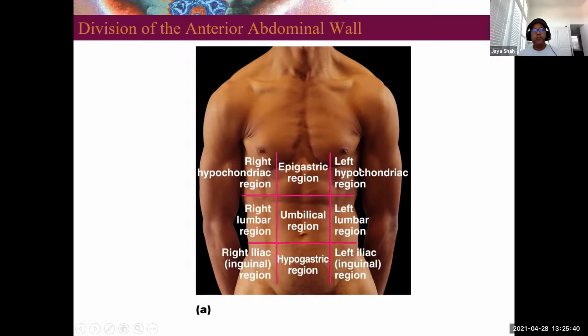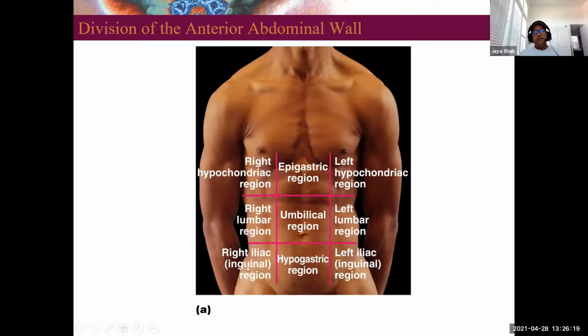The regions on both sides are called the right and left hypochondriac regions. Hypo means below, chondriac means cartilage, so below the rib cartilage. Epi means above, gastric means belly, so it is above the abdomen; that's why we call it the epigastric region. Then lumbar refers to the lateral parts of the abdomen, so we call them the right lumbar region and left lumbar region. The region around the umbilicus we call the umbilical region.